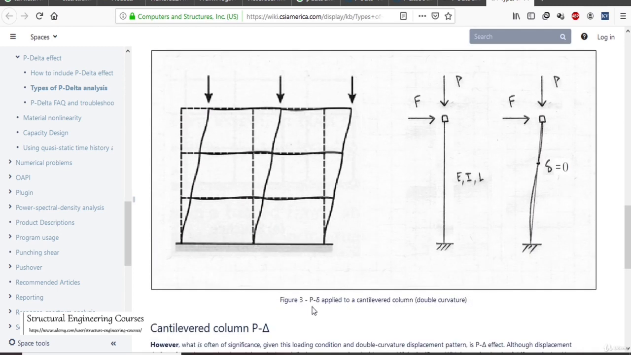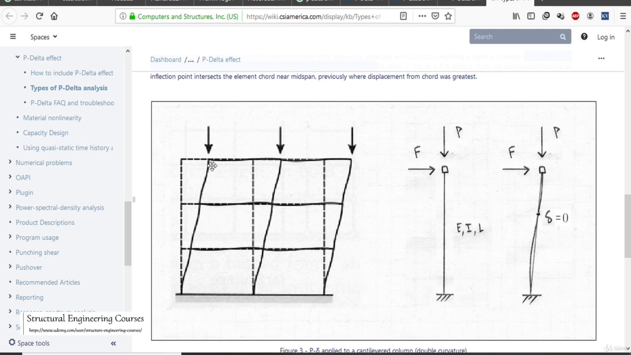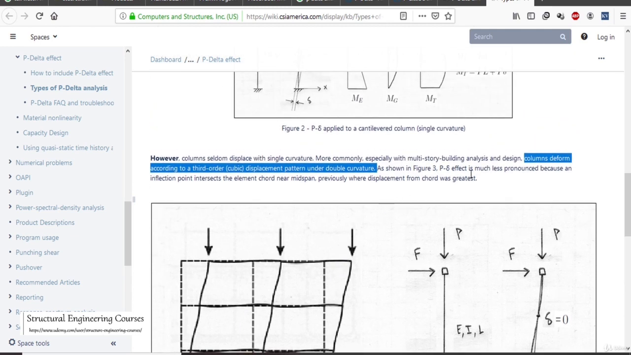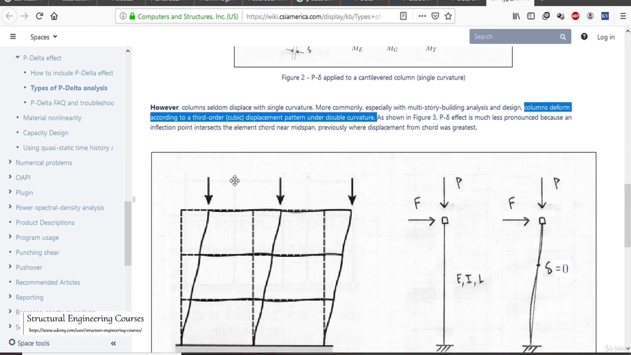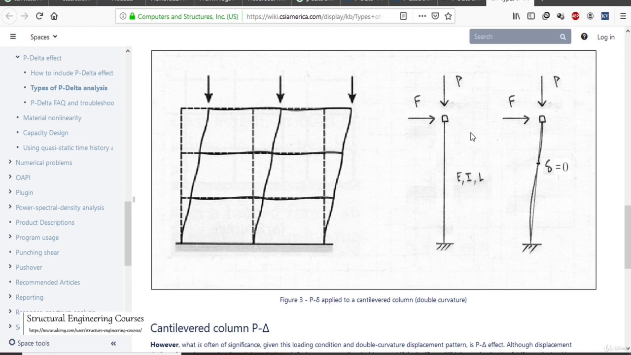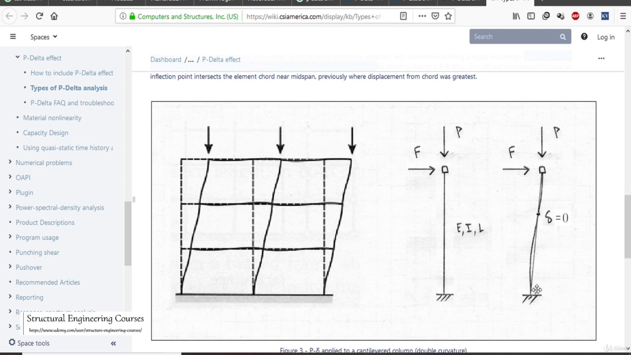So after that, we need to see this picture 3 here. The P small delta effect is much less pronounced because an inflection point intersected the element chord near midspan, where displacement from the chord was greatest previously. So here you can see that what they are trying to show is this double curvature. Usually in RCC, or when we are talking about a three-story structure, you can see that there are double curvatures.